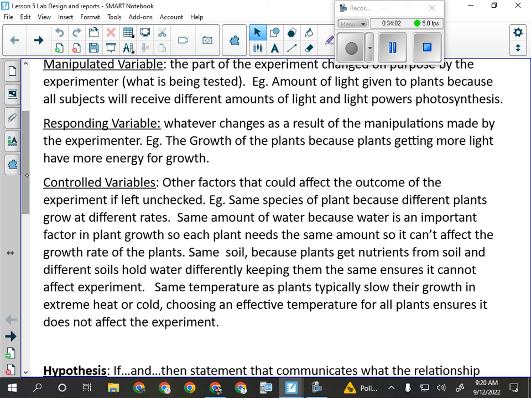What a lot of people do is they write "manipulated variable, light; responding variable, growth," and that's all they write. Well, that's not going to get you 5 marks. That's going to get you 2 if you're lucky. You have to also explain each one.